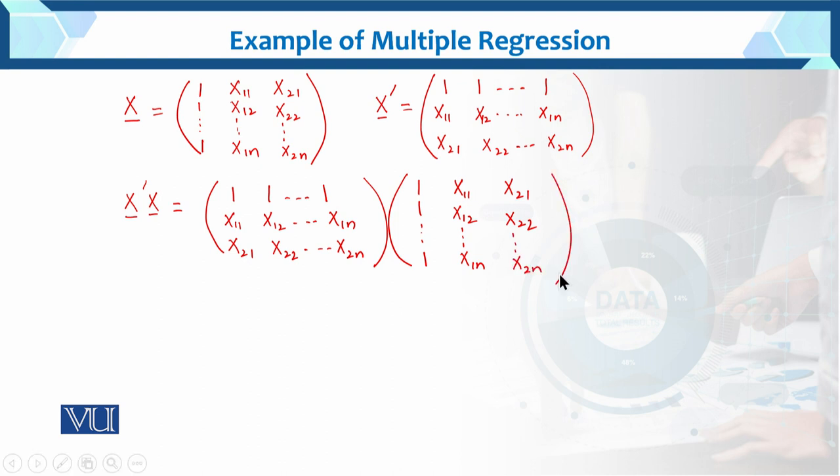Now look at this. यहाँ पे आपके पास rows कितनी है? How many rows in x? X में आपके पास कितनी rows हैं? N rows हैं. और column कितने? Now we have 3 columns. And here आपके पास कितनी rows हैं? We have 3 rows and n column.